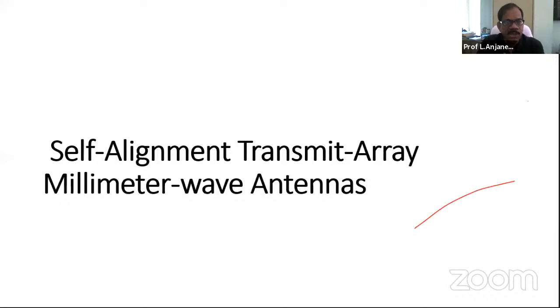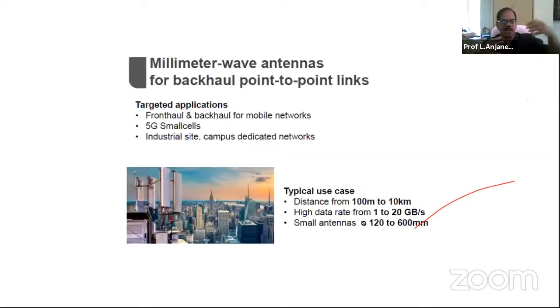There is another concept called self-alignment, because we need a very perfect alignment between the beams. Only then can they communicate, because the beams are very, very narrow and sharp. So we need a very good alignment. Typically, millimeter wave antennas are aligned. For example, this photograph shows a backhaul point-to-point link using a 5G small cell implementation. So when we have 5G towers implemented at various places, they are basically implemented for 5G technology deployment.